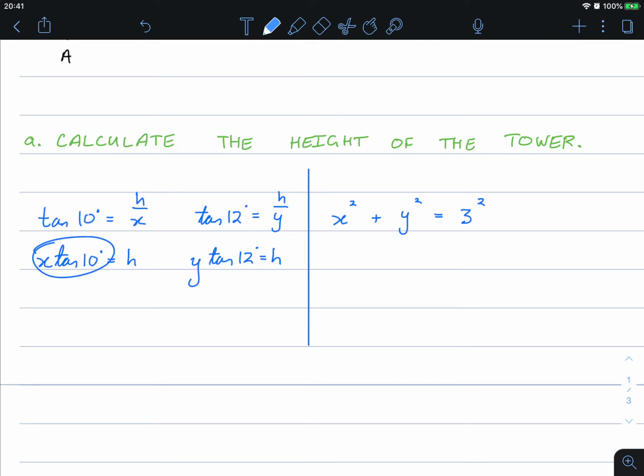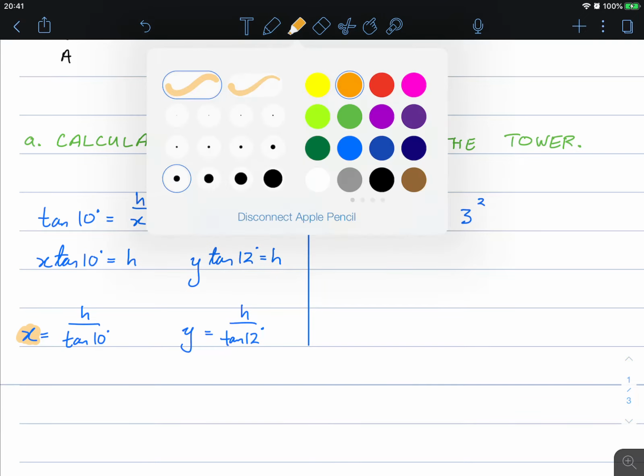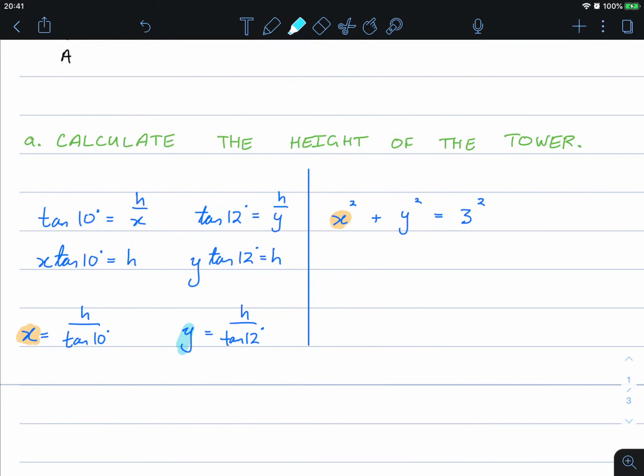So let's make x the subject, so it would be x equals h over tan 10 degrees. And this will be y equals h over tan 12 degrees. And now from here, we can substitute. X, we can substitute here. And y, we can substitute here.